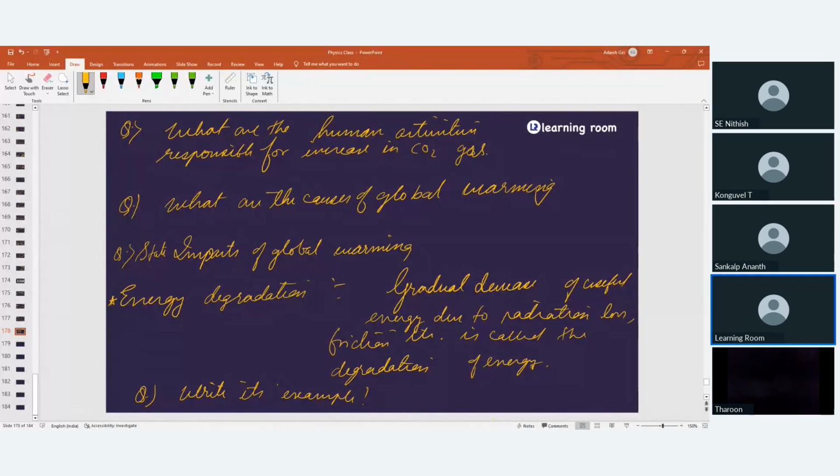Energy degradation: gradual decrease of useful energy due to radiation loss, friction, etc. is called the degradation of energy.